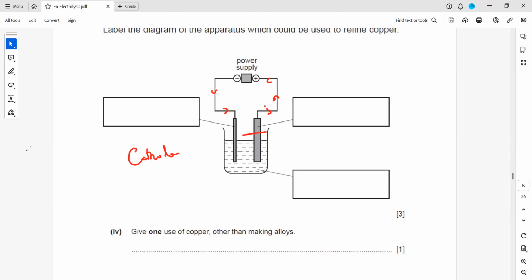And this one is the anode, and this is the electrolyte. So what will happen in this electrolysis? If you want to purify this copper, the anode is made up of impure copper.